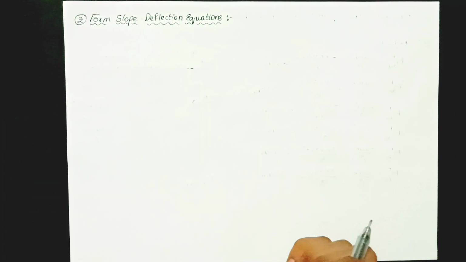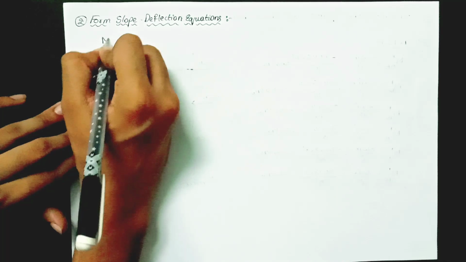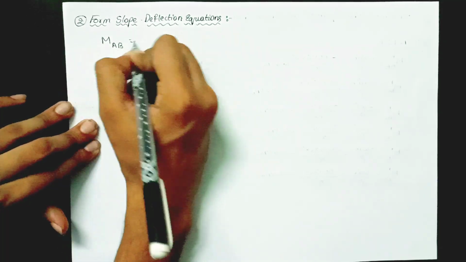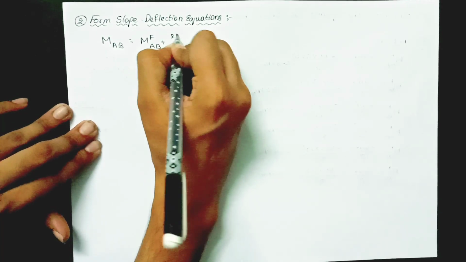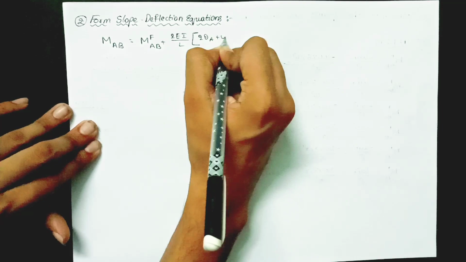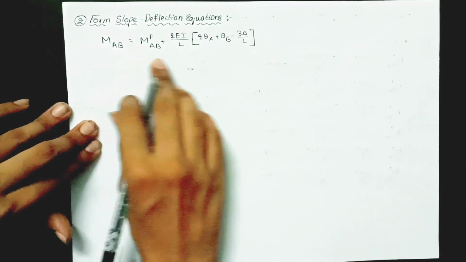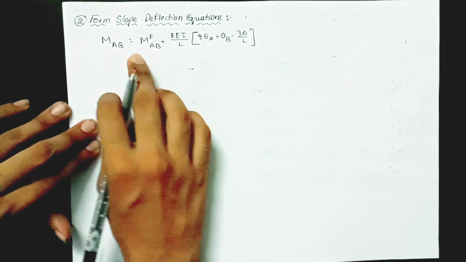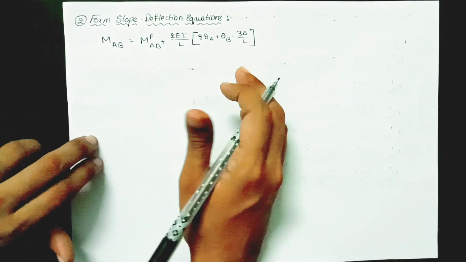The next step is to form the slope deflection equations. Consider member AB and write the equation. MAB equal to MFAB plus 2EI by L into 2 theta A plus theta B minus 3 delta by L. This is the slope deflection equation. Now we have to place the values in this equation so that we will get another equation.